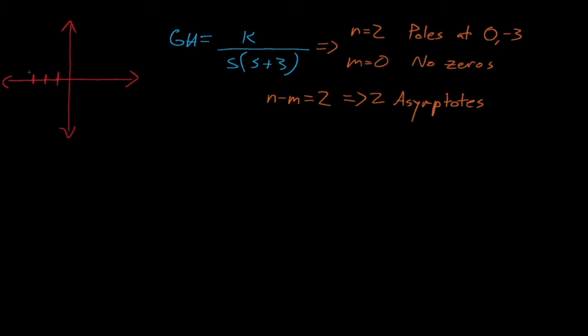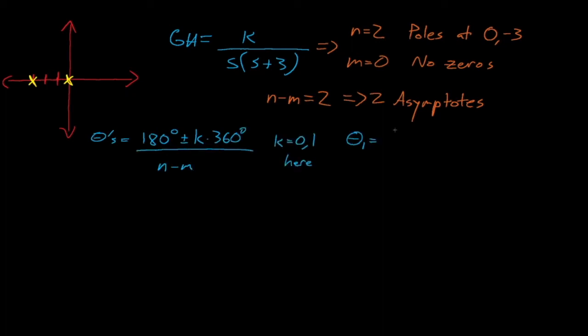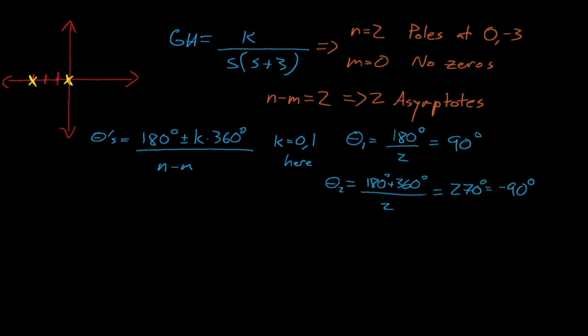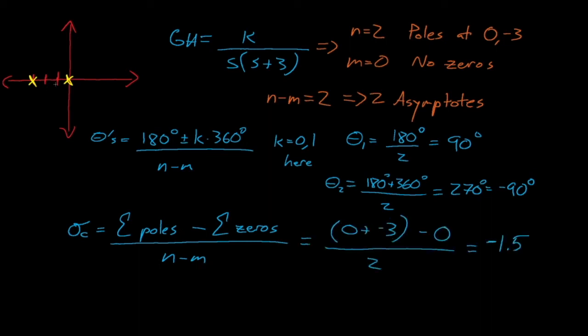We next use the theta equation to find the angle for our two asymptotes. Since n minus m minus 1 equals 1, this means that we need to evaluate our thetas at k equals 0 and k equals 1, which then becomes equal to 90 degrees and 270 degrees, which is just also equal to negative 90 degrees. The centroid around which these asymptotes are located, sigma c, is equal to the sum of the poles minus the sum of the zeros divided by n minus m, which equals negative 1.5. Because these asymptotes break out into a plus or minus 90 degree angle, this means that the asymptotes' centroid is also equal to their breakout location, which we will discuss more in a second.